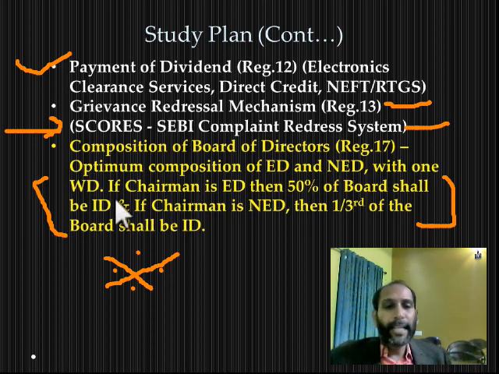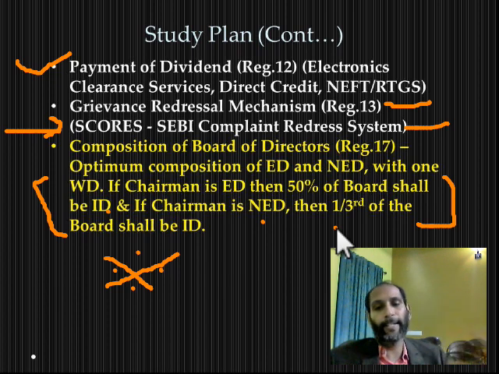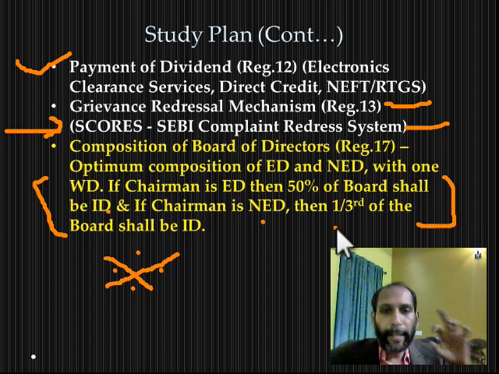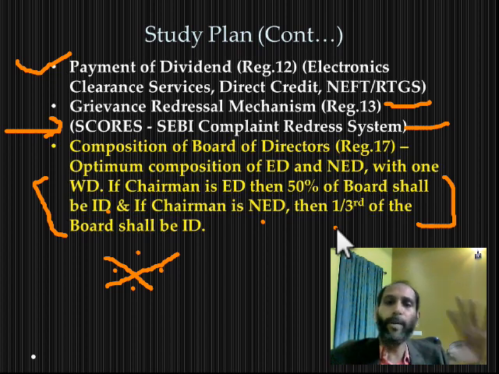I will say here, if the chairman is an executive director, then 50%, that is half of the board, shall be independent directors. Got it? And if the chairman is a non-executive director, then 1/3 of the board shall be independent directors. I repeat again, the number of independent directors in a listed company will depend upon whether the chairman is an executive chairman or a non-executive chairman.